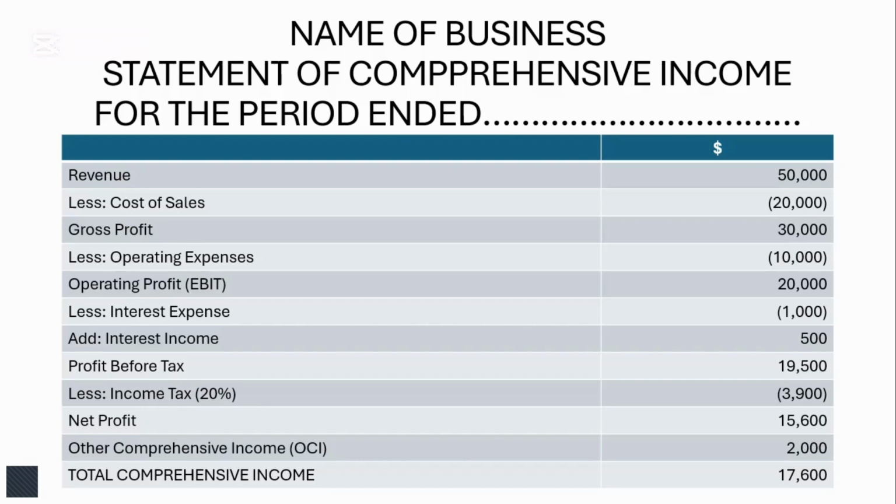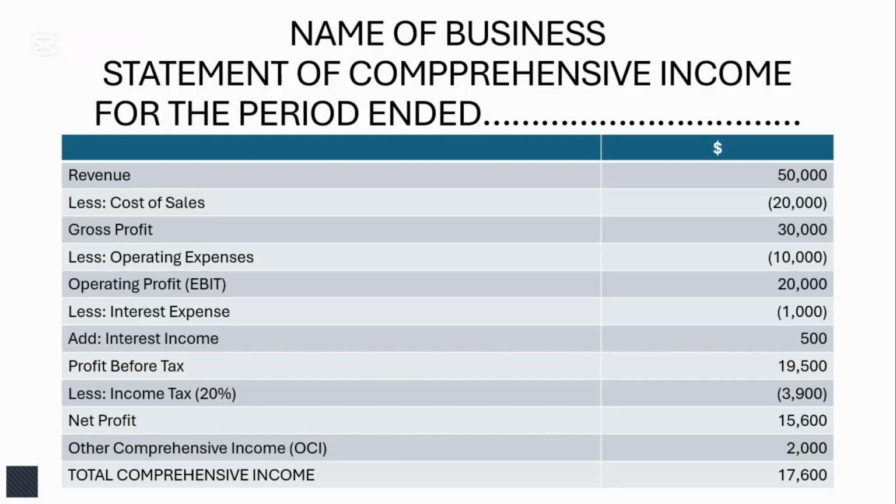When we minus our interest expense of 1,000 and we add our interest income of 500, we will arrive at our profit before tax of 19,500. When we minus our income tax expense of 20% of that 19,500, that gives us our total of 3,900. And when we take that away from our profit before tax of 19,500, we will arrive at 15,600. And then afterwards, when we include our gain from the revaluation of 2,000, our total comprehensive income now is 17,600.